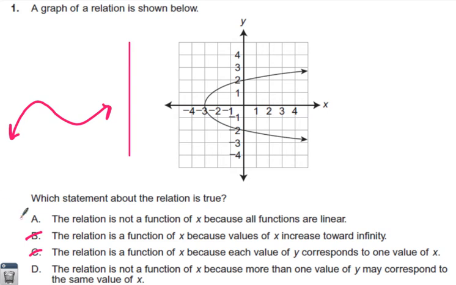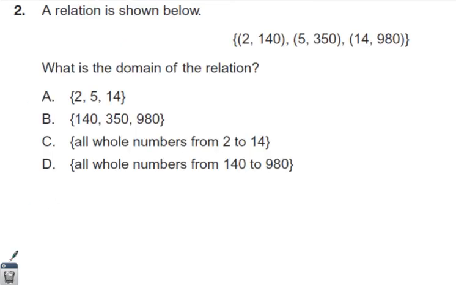Well, don't be so fast. Let's actually check if D is correct. Choice D, the relation is not a function of x because more than one value of y may correspond to the same value of x. Well, that seems like literally the official definition of a function, textbook definition, so it's D. Remember, the vertical line test, very important to remember.